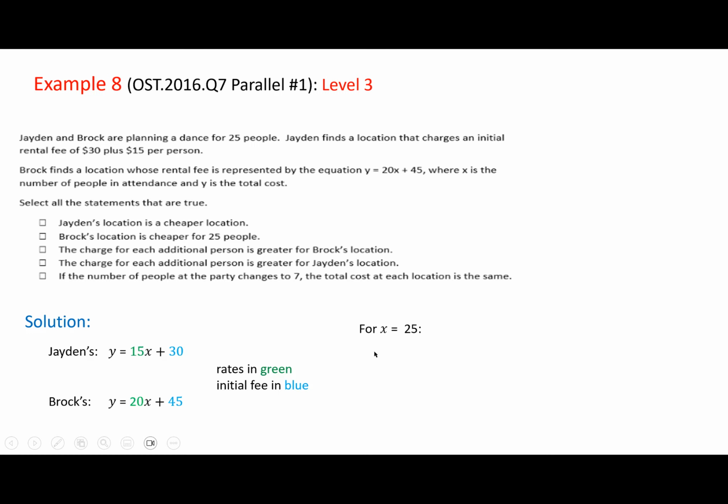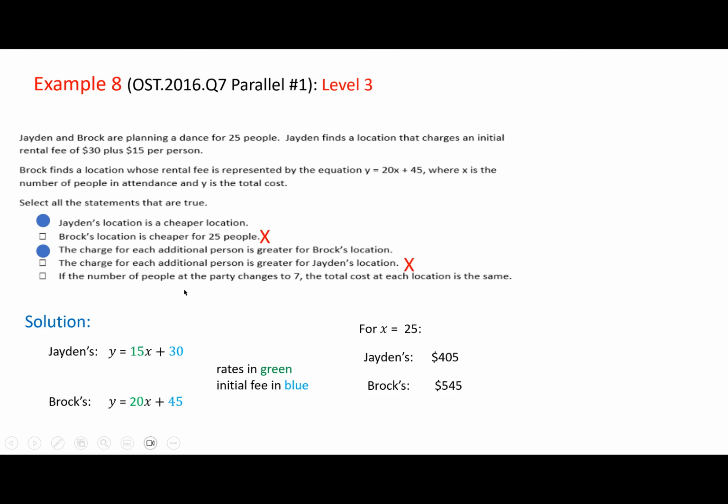And let's see for 25, because we have 25 people. You put 25 here, and you put 25 here. It's not surprising that this is cheaper than this, because 15 is less than 20 and 30 is less than 45. So the first question is yes. Second question: Brock's location is cheaper. Is this cheaper than this? No. The charge for each additional person is greater for Brock's location. Greater, yeah. The charge for each additional person is greater for Jaden's. That's the opposite of this, so that obviously is no.